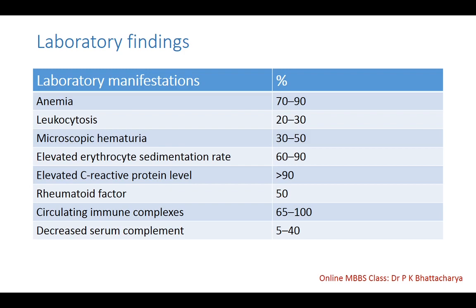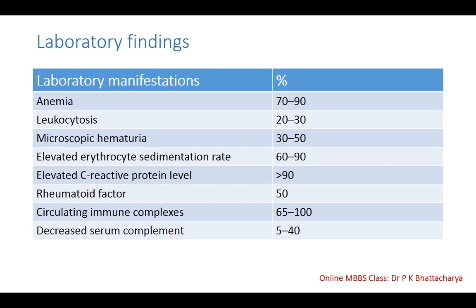Summing up the laboratory findings, anemia is a very common feature like fever and heart murmurs. Leukocytosis is not that common. Microscopic hematuria may be found in up to 50%. The acute phase reactant, raised CRP, is also very common, more than 90%. Whereas ESR may not be elevated in all of them.